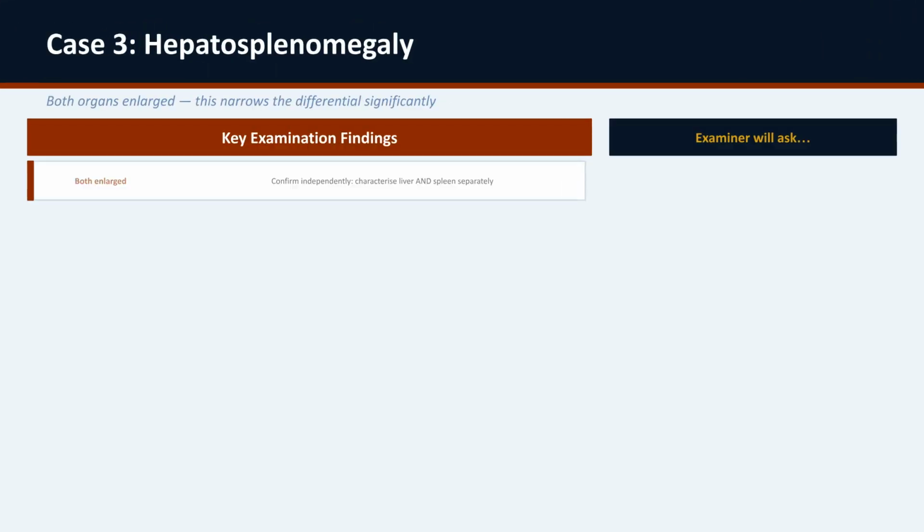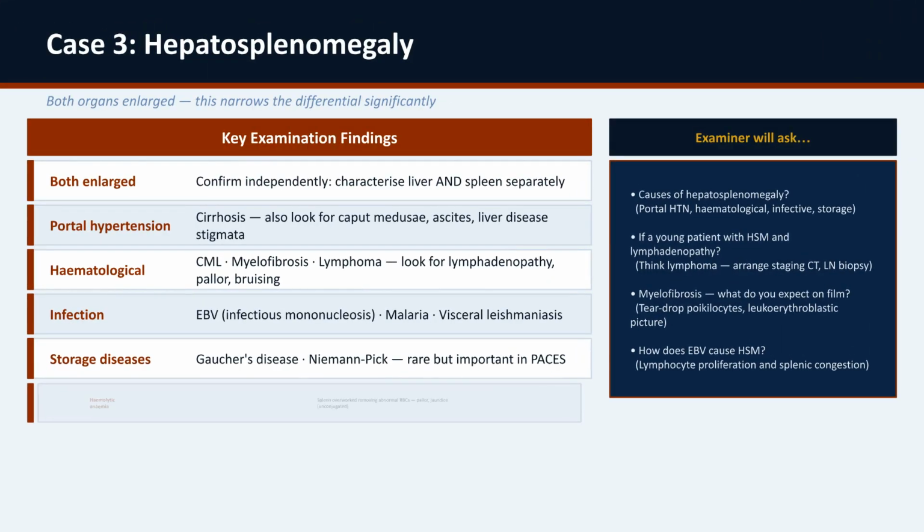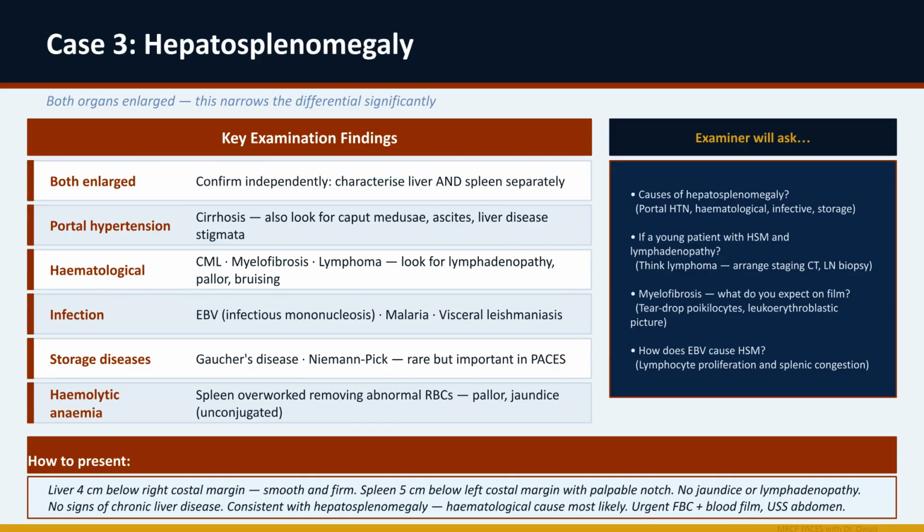Case 3. Hepatosplenomegaly, enlargement of both liver and spleen. When you find both organs enlarged, the differential narrows significantly, because the conditions that cause both to enlarge simultaneously are a specific subset. Common causes: portal hypertension from cirrhosis, the spleen enlarges due to congestion.